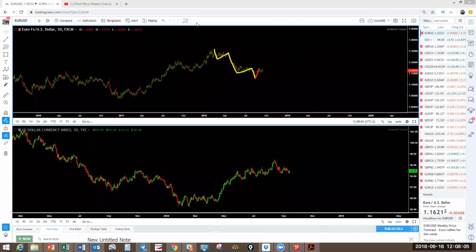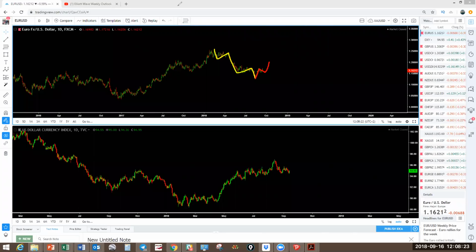So I'm expecting that this is an A wave, and we're going to get a B wave and then a C wave. Remember, my overall target has always been 1.2 on the Euro US dollar. I know the 4-hour chart looks like it's going down, but that shouldn't be a problem.